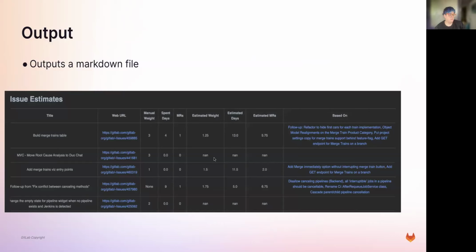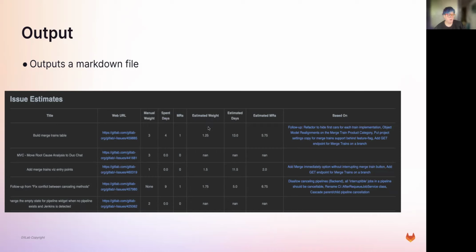And then the final step is to output that data. For now, I put it in a markdown file so that it can be used manually for my planning purposes. It outputs the title of the issue, the link to it, and what the weight has been manually set to if it's already been weighted by a team member. If there are any existing MRs attached to that issue already, I calculate the days as a sum of any open days for that MR, and the number of MRs that are attached to it.